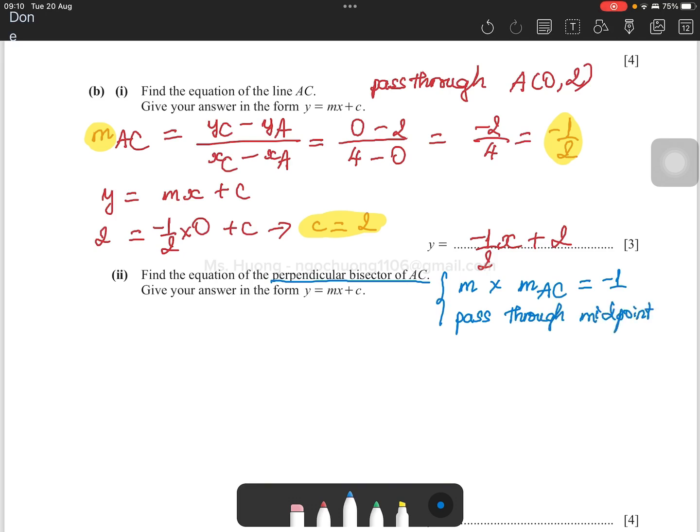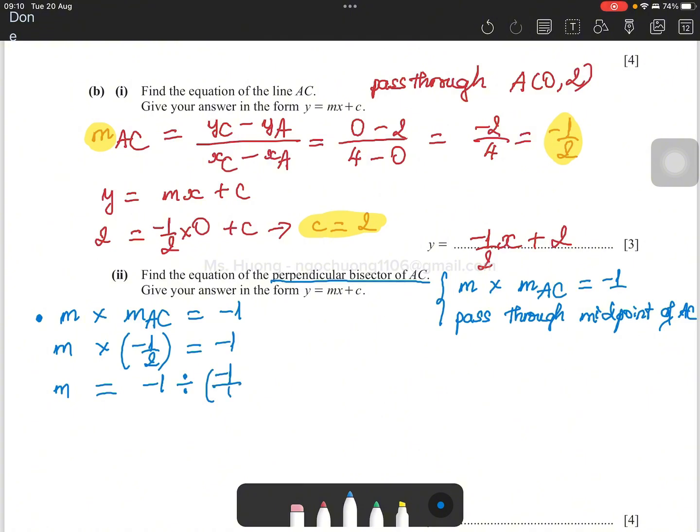Midpoint of AC. So let's start from the first one. The gradient of the perpendicular bisector multiplied by the gradient of AC equals -1. So from the previous question, we know that the gradient of AC is -1/2, which means to find the gradient of the perpendicular bisector, we divide -1 by -1/2. So it is equal to 2.